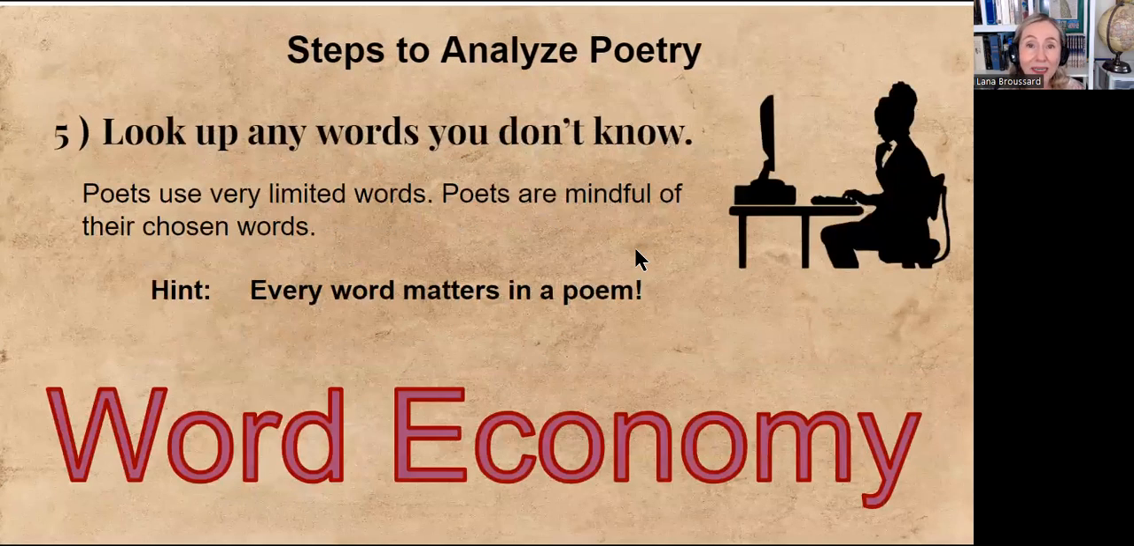The fifth step in analyzing poetry is to look up any words you don't know. If you don't know the meaning of one or two words, you might not be able to understand as much, or you might not be able to get this at all. It's important to note that poets use very limited words. Poets are very mindful of the words that they choose. And here's a hint. Every word matters in a poem. We call this word economy. They don't just use any words. Okay, so keep that in mind.